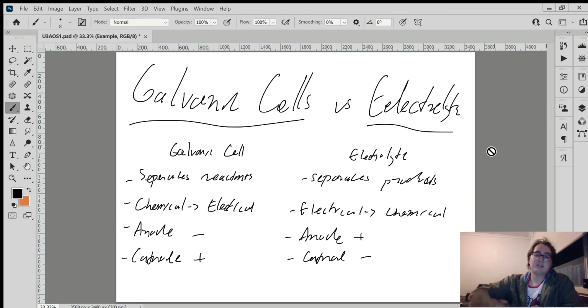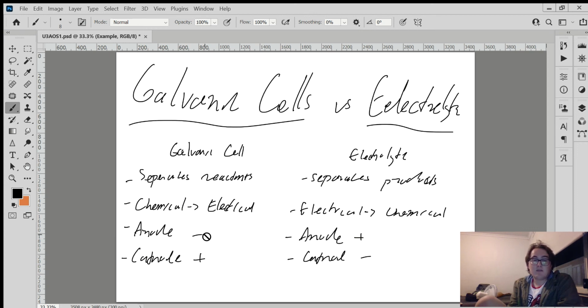A big part of this is comparing galvanic cells and electrolytic cells. A galvanic cell separates reactants, as they can react spontaneously. The electrolytic cell separates products, because they're the ones that react spontaneously. A galvanic cell has chemical to electric. An electrolytic cell has electric to chemical.